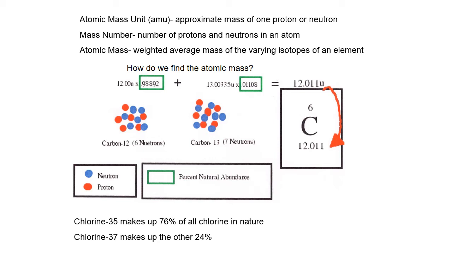The formula below summarizes the process. It's the percent abundance of isotope A times the mass number of isotope A, plus the percent abundance of isotope B times the mass number of isotope B, and so on for isotope C, D, E, however many they have. And the sum of all those is the atomic mass.